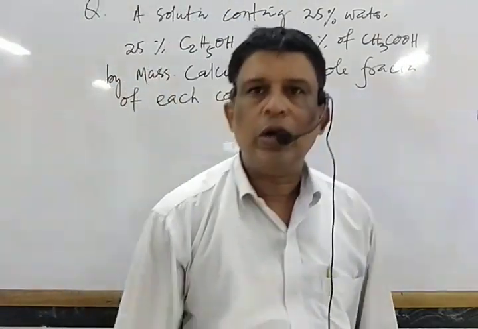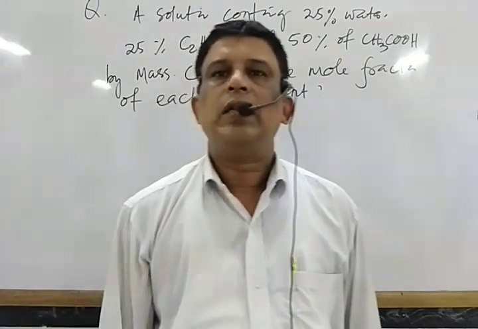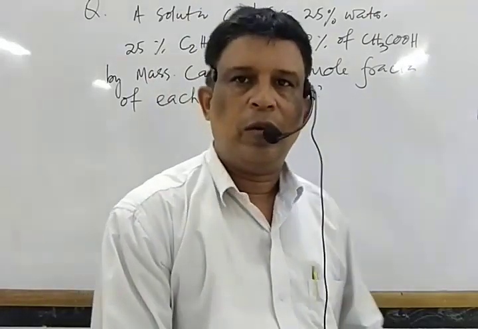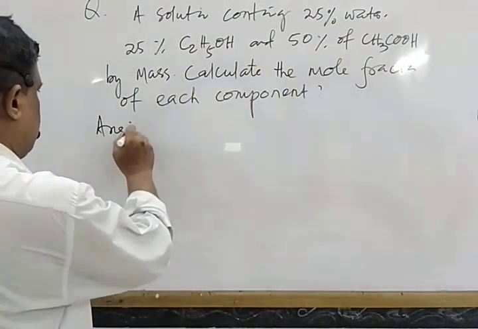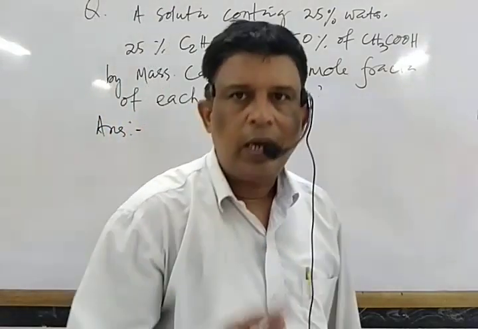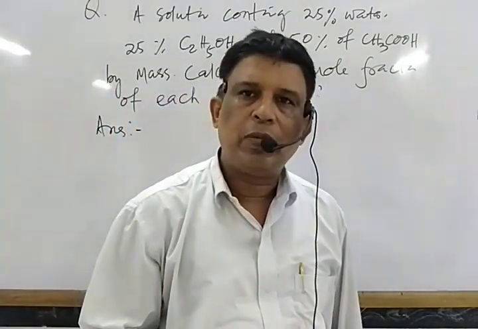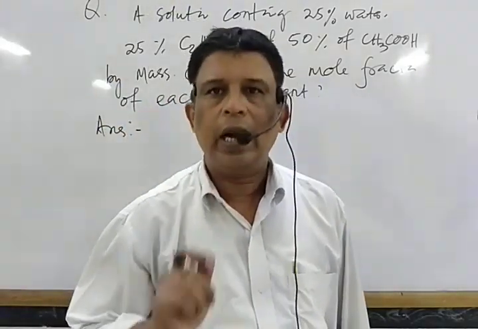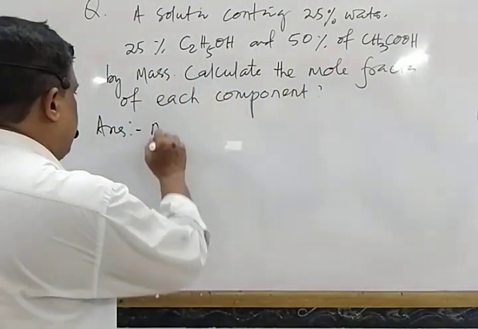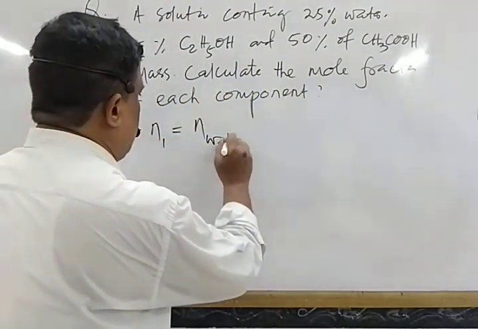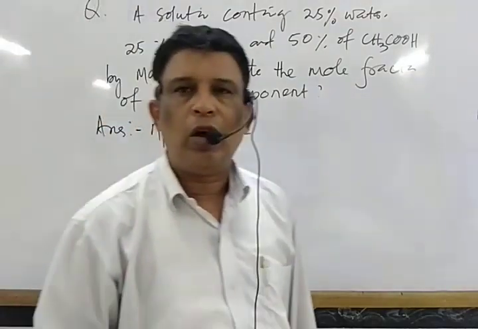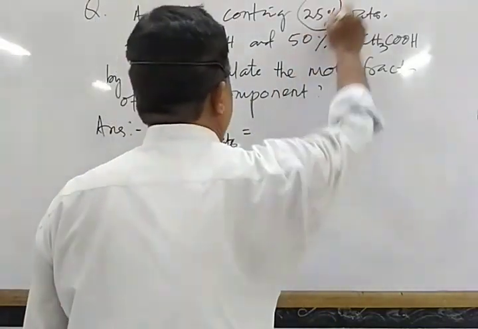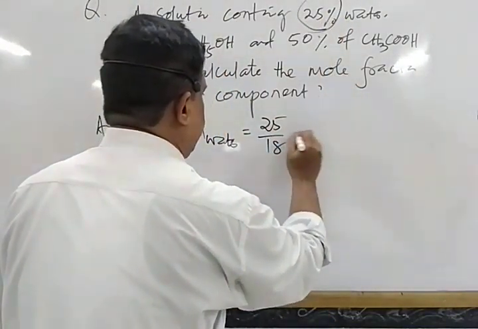This is a ternary solution. Three components are there: one is water, one is ethyl alcohol, and one is acetic acid. How do we solve it? Observe this answer. We have to calculate N1, N2, N3. Then we apply the formula X1 is equal to N1 by N1 plus N2 plus N3, X2 and similarly X3. So here N1 means number of moles of water. We know how we calculate the number of moles: weight by molecular mass. So the weight given by mass is 25 by 18.